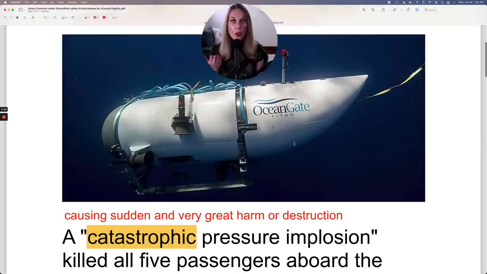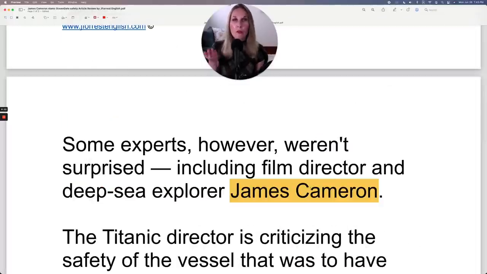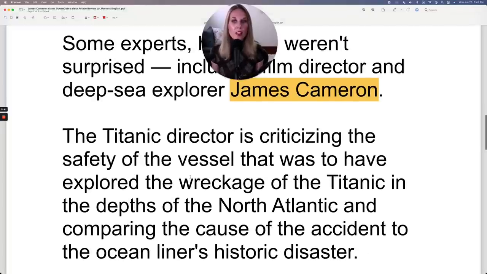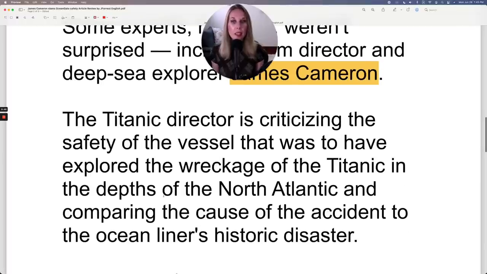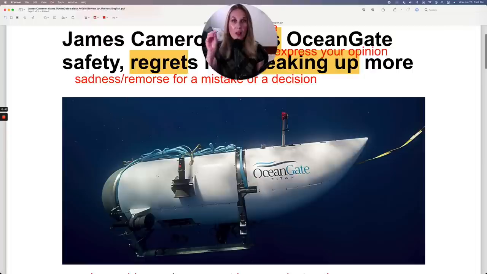And if you didn't know, this submersible, OceanGate Titan, was exploring the Titanic shipwreck. And that's why they're interviewing James Cameron for this article. The Titanic director is criticizing the safety of the vessel that was to have explored the wreckage of the Titanic in the depths of the North Atlantic, and comparing the cause of the accident to the ocean liner's historic disaster. So James Cameron is making a comparison that this submersible ended in catastrophe, just like the Titanic did. And the submersible was on its way to explore the Titanic, which makes it extremely unfortunate.